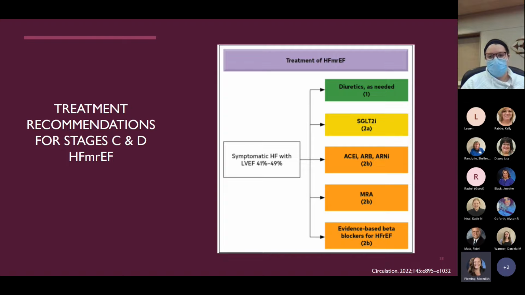And then again, our recommendations for our other GDMT, like our ACEs, ARBs, and ARNIs. Like I said before, this is kind of that area where you can weigh your options on whether you want to go straight to an ARNI or if you want to start with an ACE or an ARB. Since they fall within that gray area, it's kind of up to your own clinical judgment which you would prefer.